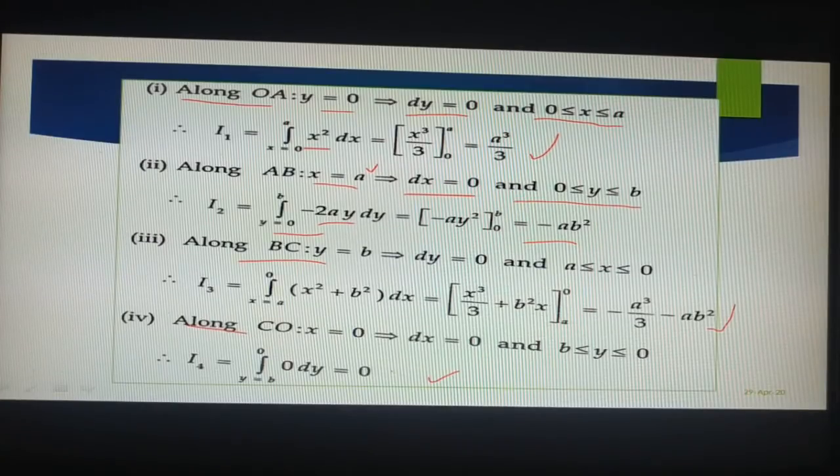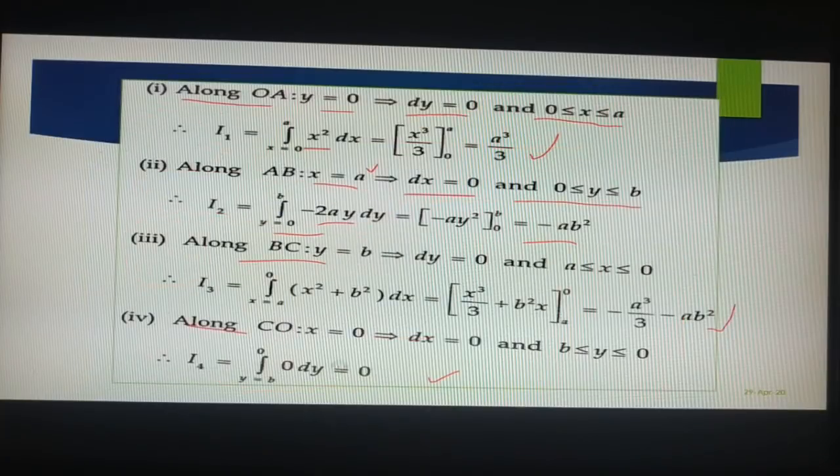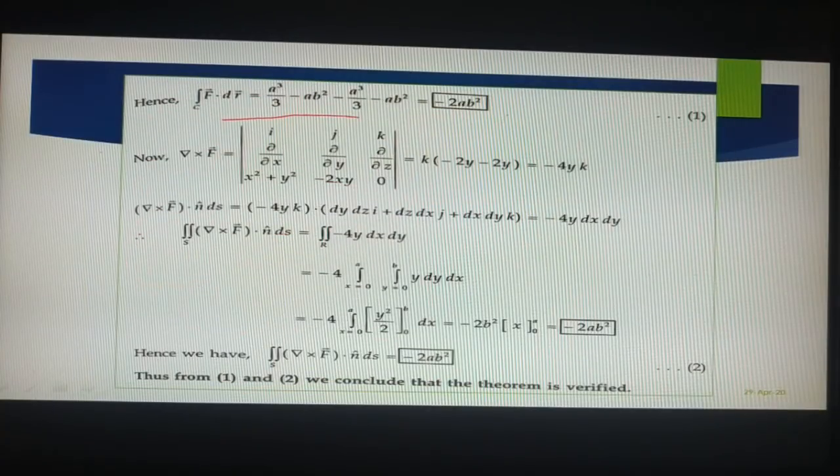Please go ahead. After finding all the small integrals, the total integral of f bar dot dr means all these four integrals I have to add up. Once I add them up, I get the result, that is minus 2ab square. So this is your LHS.